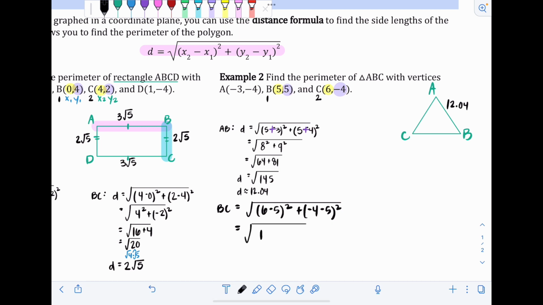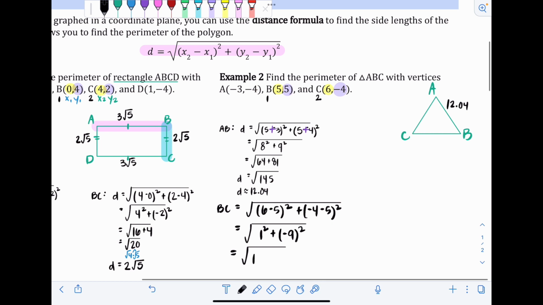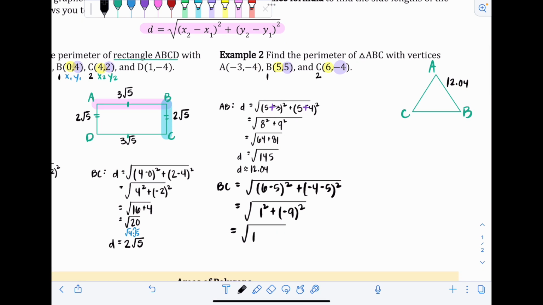So 6 minus 5 is 1. If you want to write the 1 squared, you can. If you want to just leave it as 1 because it simplifies, that's fine as well. And then over here, negative 4 minus 5 is negative 9 squared. And then 1 squared is 1. Negative 9 squared is negative 9 times negative 9, so that'd be positive 81. And then we'll add 1 plus 81 to get 82.